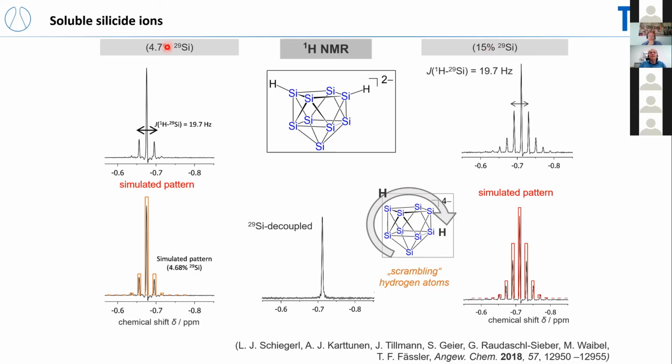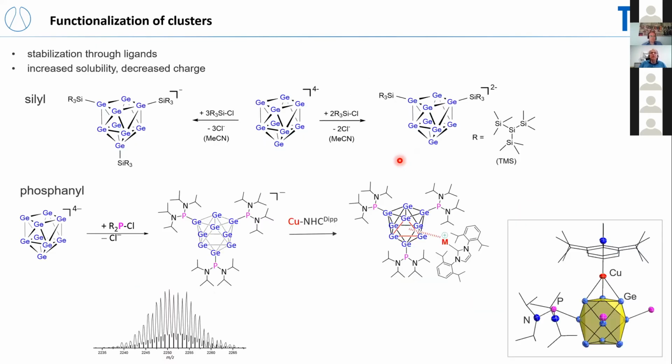If we have less than 29Si, we see a reduced splitting because hydrogen is only coupling to 29Si. So this is a perfect proof that we have this compound here in solution. Now, just to mention what many people in my group are working on, we can attach silyl groups to the cluster.